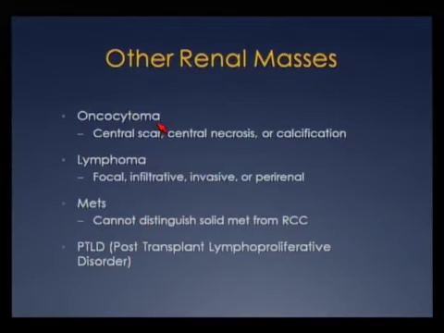And oncocytomas, imaging-wise, you really can't tell from renal cell carcinomas. There's more and more in the literature about biopsying lesions, which is beyond the scope of this talk. But lymphoma is also rare, but it can be focal or infiltrative. Metastases, you usually cannot distinguish these from renal cell carcinoma. However, if there's a patient with, say, a primary lung cancer who also has a solid renal lesion, in my opinion, that's still a renal cell carcinoma until we prove otherwise.